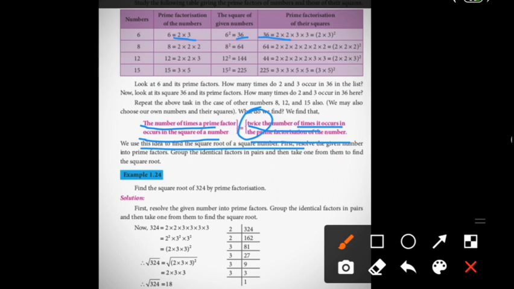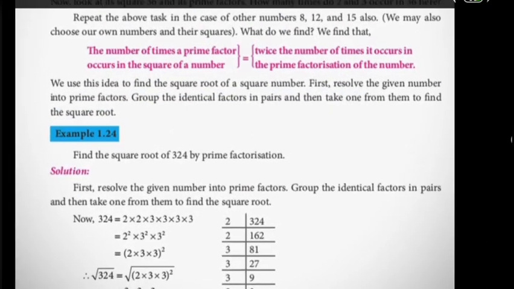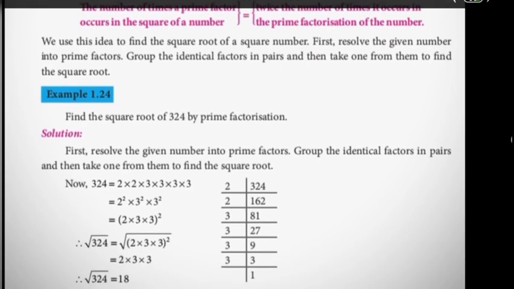So using the prime factorization method, we can easily find square roots. Example: find the square root of 324 by prime factorization.